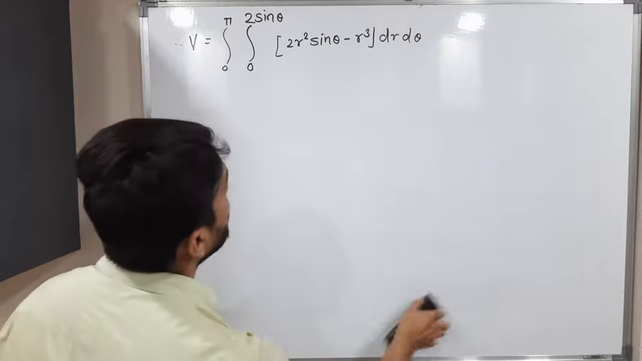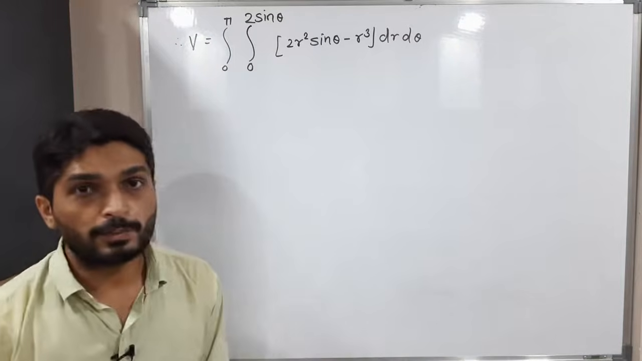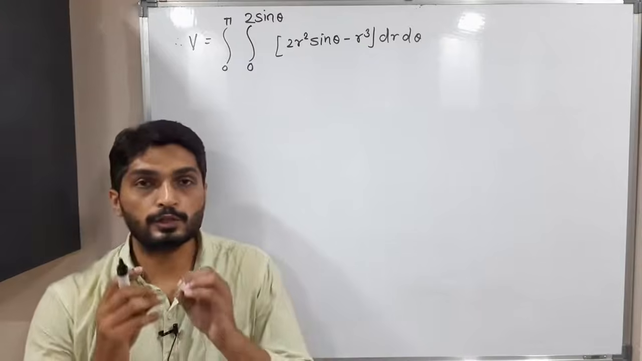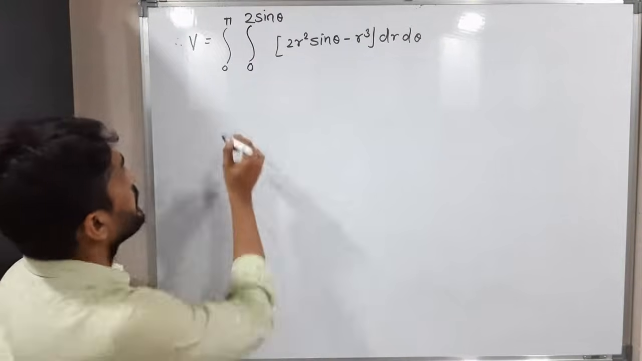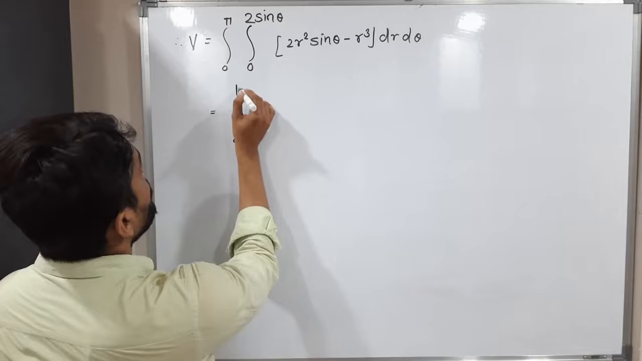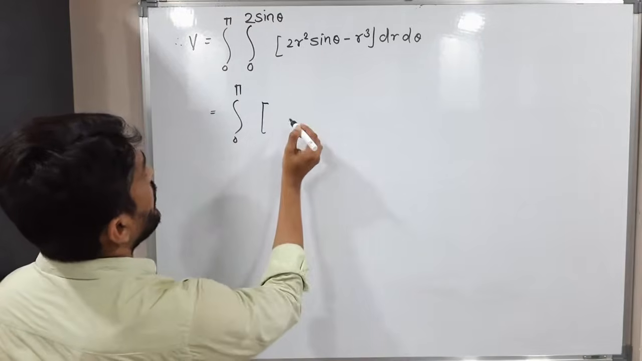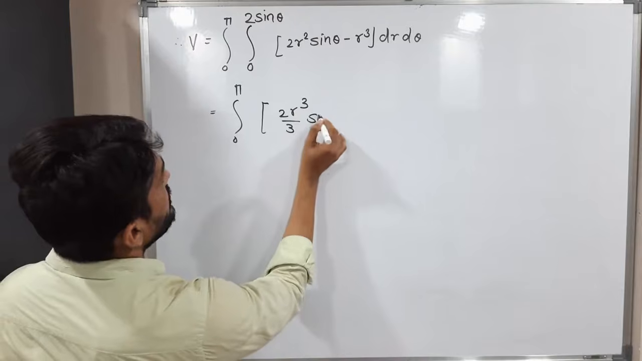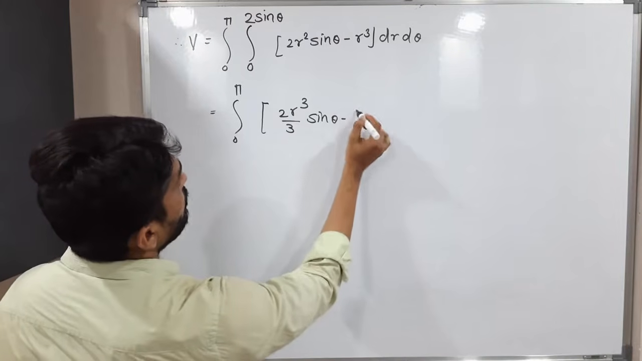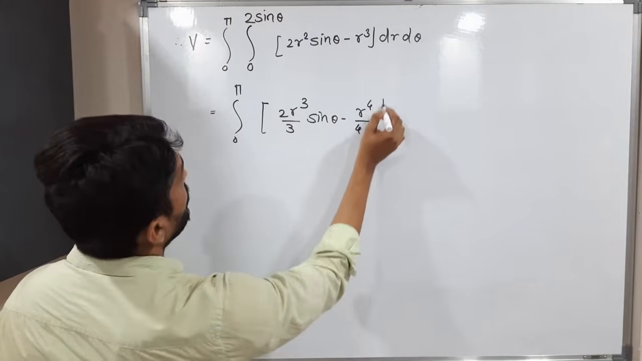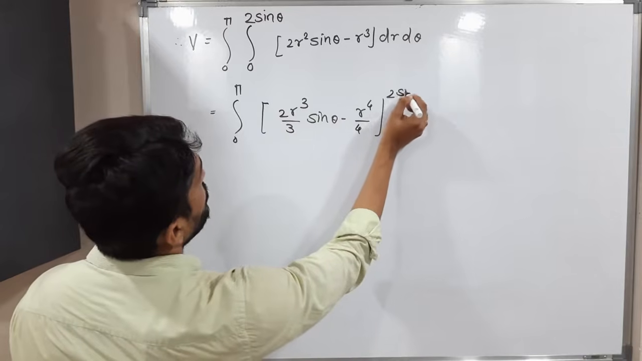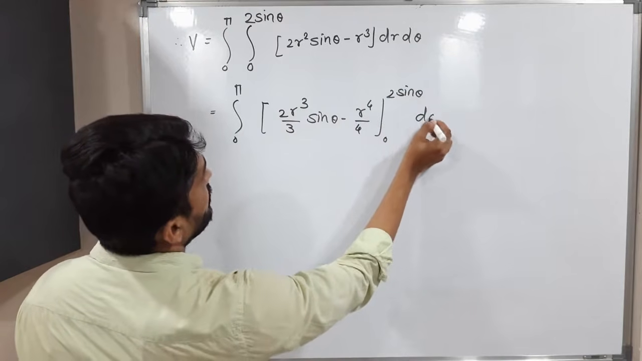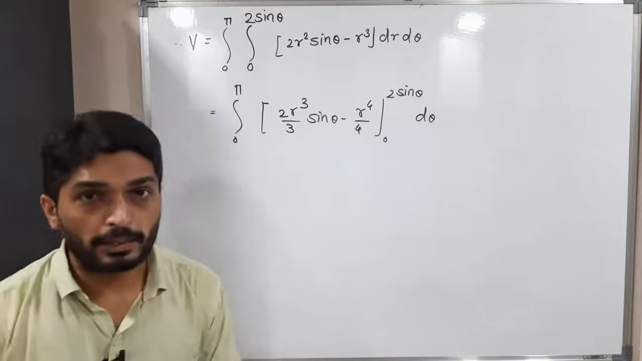Okay. See, now let us integrate with respect to r. So sine theta and all functions of theta will be constant for inner integration. So integration 0 to pi. Integration of r square is r cube by 3, so 2r cube by 3 sine theta, minus integration of r cube, which is r raised to 4 by 4, 0 to 2 sine theta d theta, right? So let us put upper limit now.